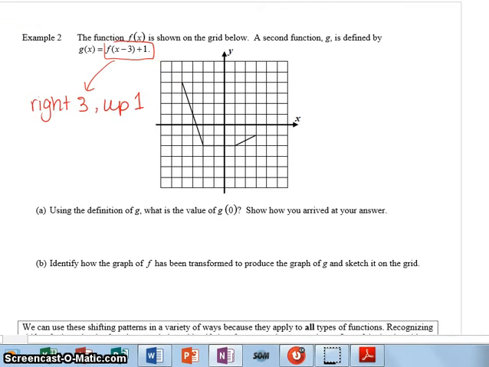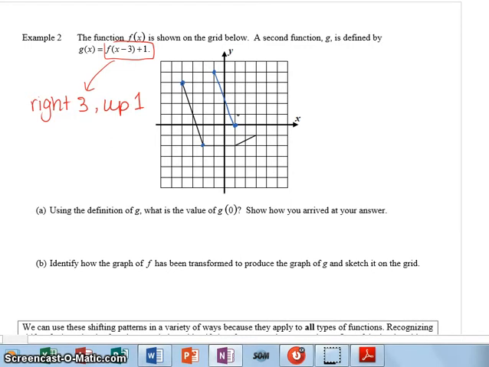So I go to my graph and I'm going to pick definite points. This is a nice easy point right there. I'm going to move it right 3, up 1, and put a new point. Same thing down here. I'm going to move this right 3, up 1. Here's my point. And there's that already, okay?